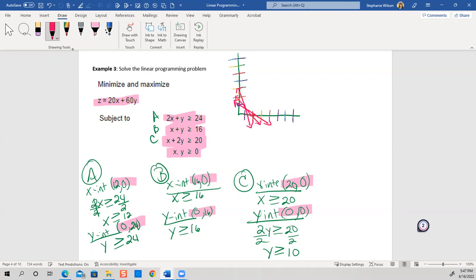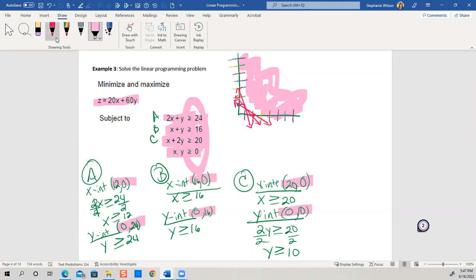So we've got a lot going on with these three lines. It worked out nice and pretty since they're all greater than, so we know all this up here is going to be true for it. Since they're all going the same way, this makes life so much easier. We just know to shade up there.